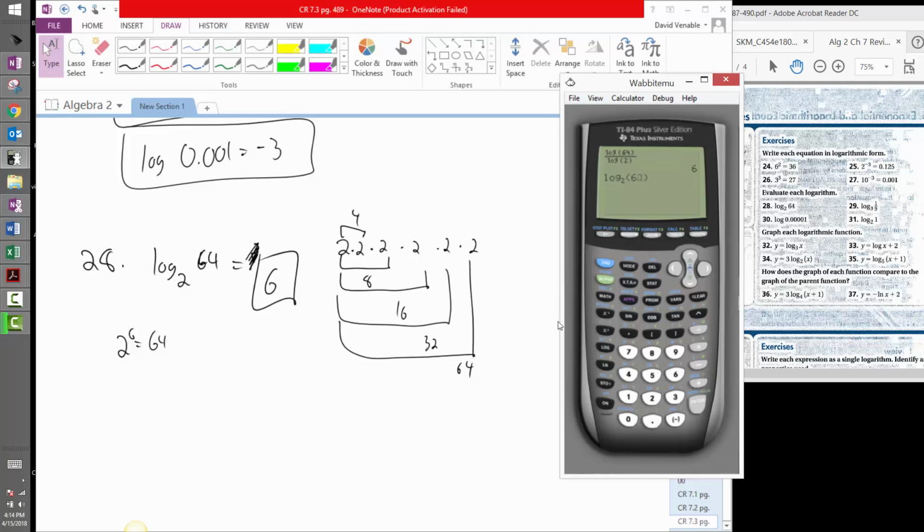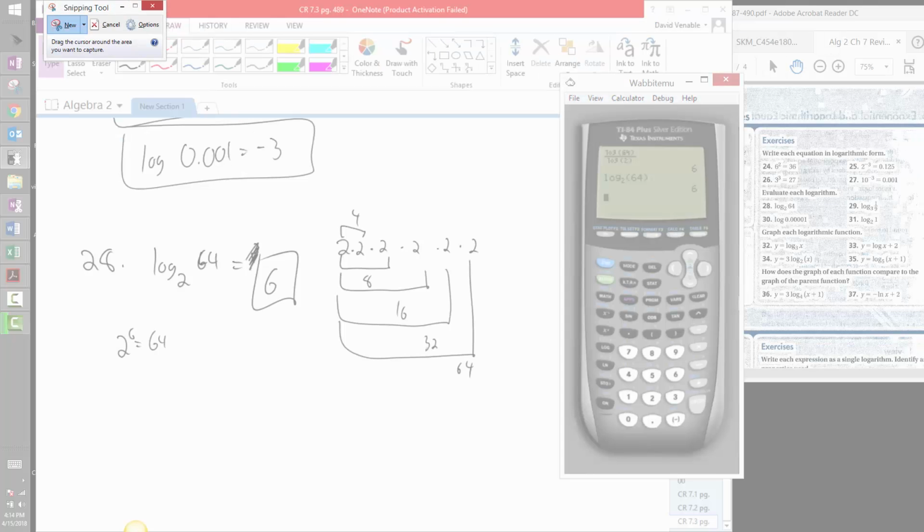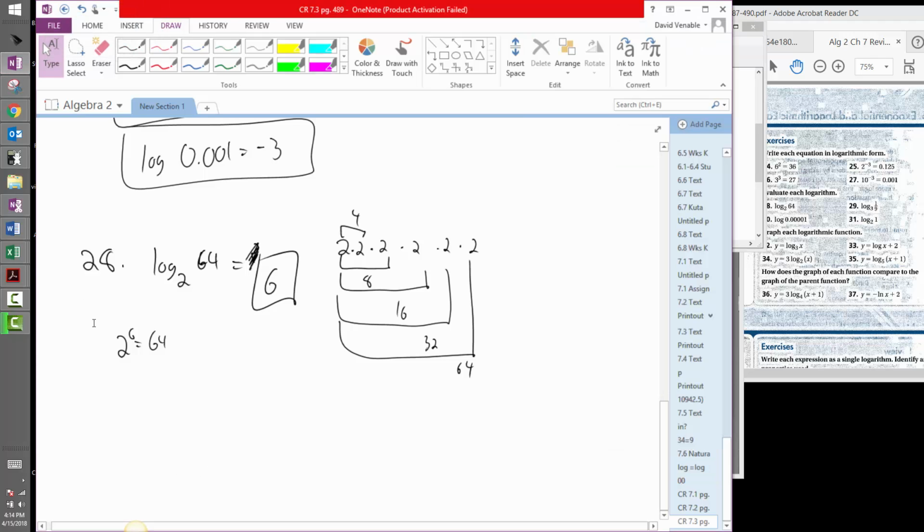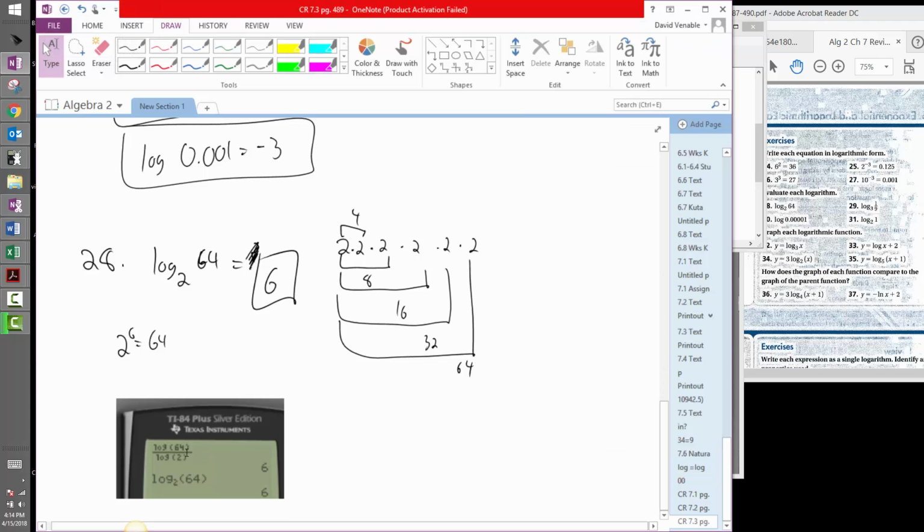You don't have to use a change of base formula. But the reason why I want to show this to you is because I want you to remember that these are both the same thing. So I'm going to grab this and just leave this in here so you can look at it like, oh, these are equivalent.